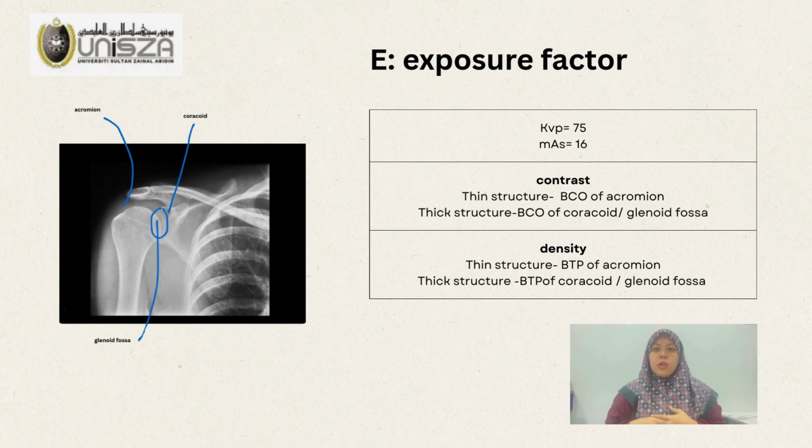Next, we move to the exposure. Optimum exposure factor is used, which is 75 for kVp and 16 for mAs. So it indicates good contrast of the thick structure, which is the bony cortical outline of the acromion. And the thick structure is the bony cortical outline of the coracoid process or glenoid fossa. Adequate density can be shown by the thin structure of the bony trabecular pattern of the acromion, while the thick structure is the bony trabecular pattern of the coracoid or glenoid fossa.